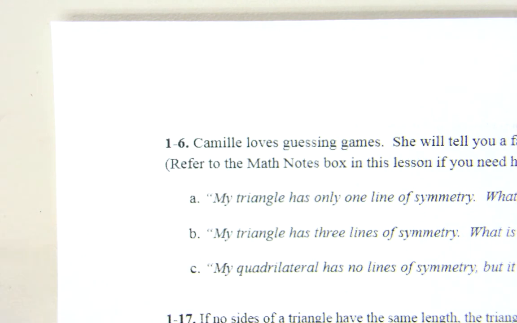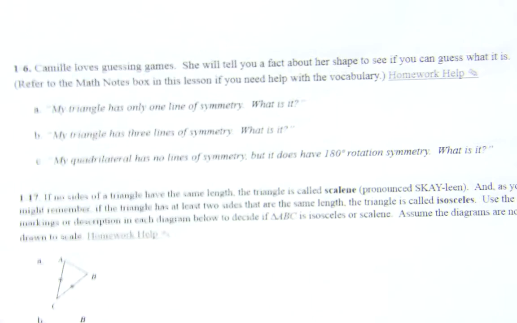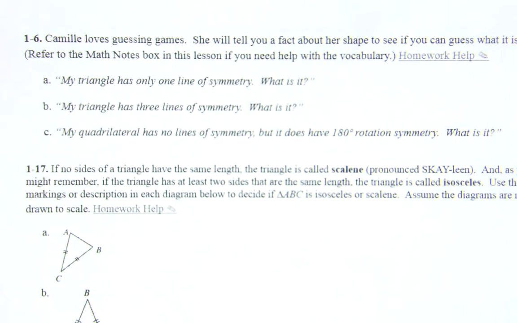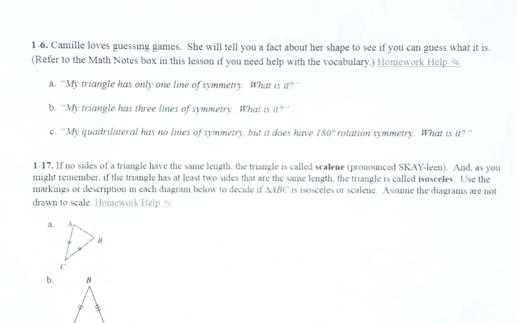Okay, so in this Math 2, we're going to do 6, 17, and 20 from Chapter 1. And there's really not that much going on in this homework assignment, except you just have to read and digest. Number 4 is pretty self-explanatory. Number 6, see, Camille loves guessing games.